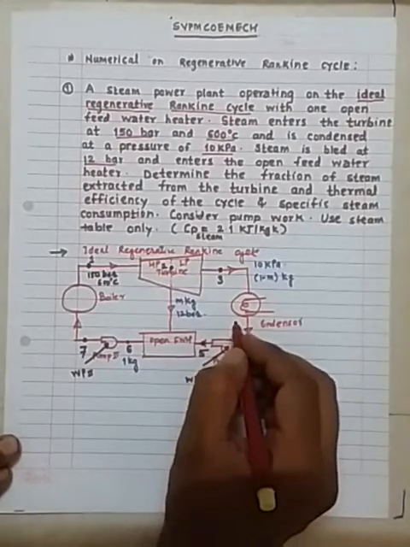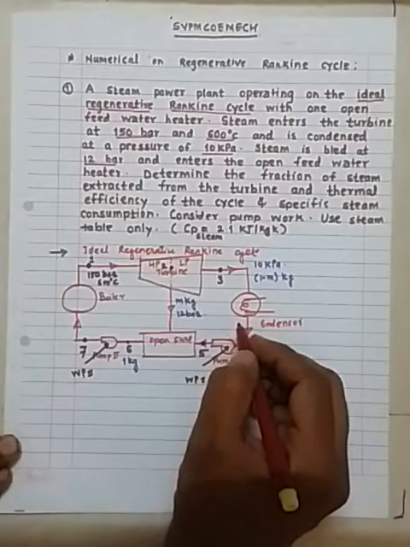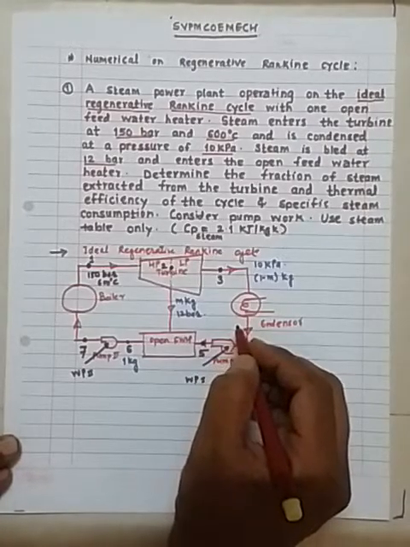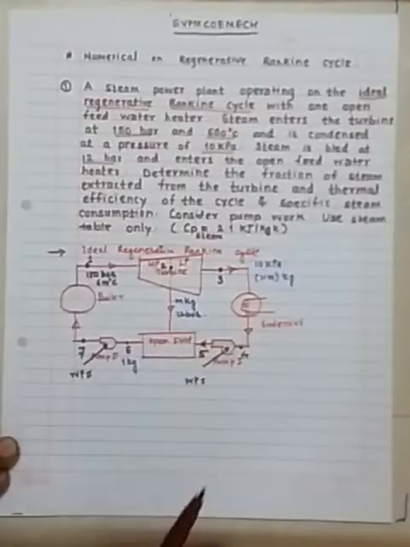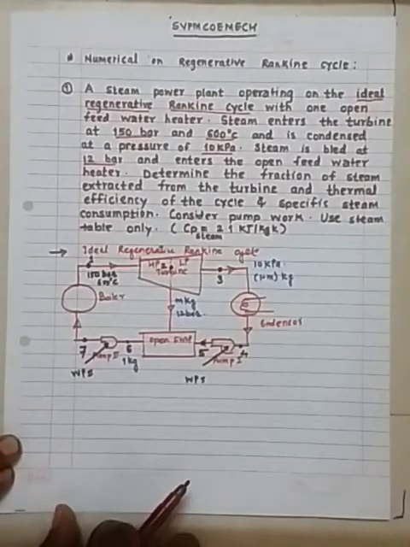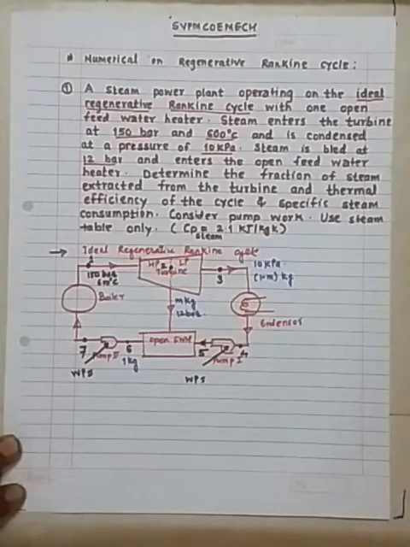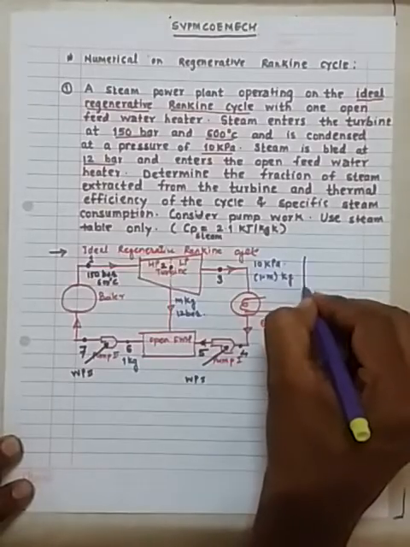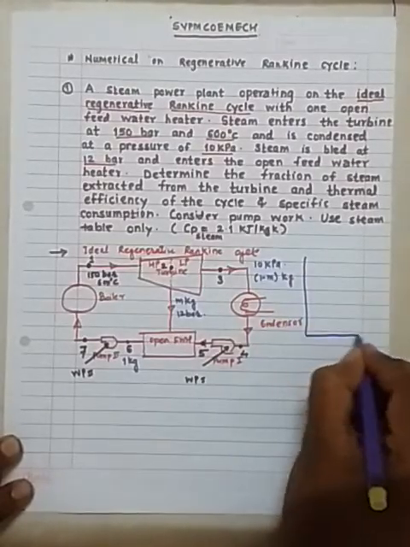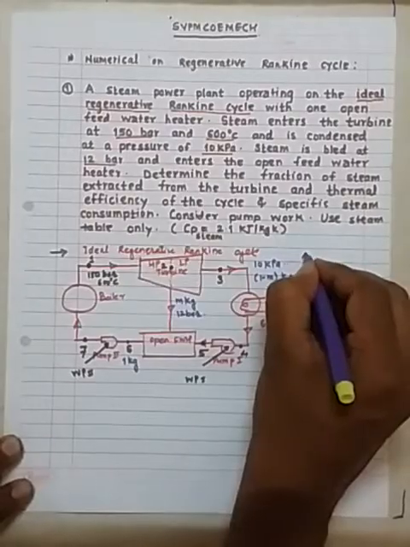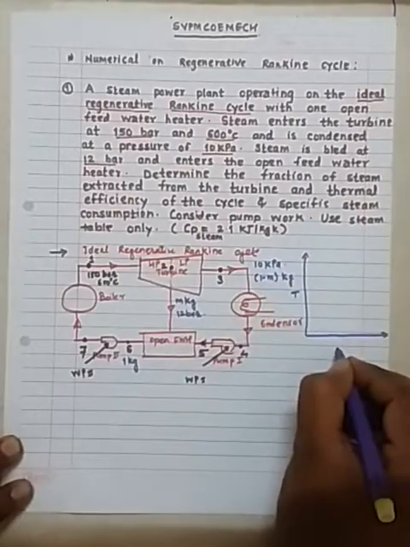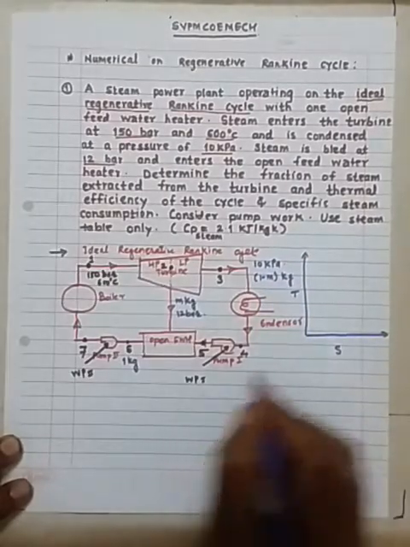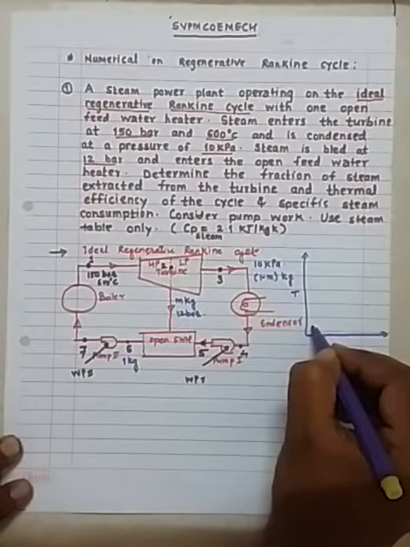Then this whole flow diagram we can represent on a TS diagram also. How we can represent this whole flow diagram on a TS diagram, we will just see. Suppose I have the TS diagram for this ideal regenerative Rankine cycle.